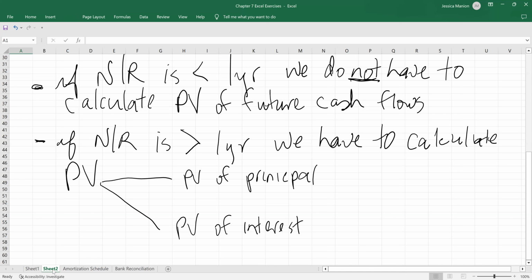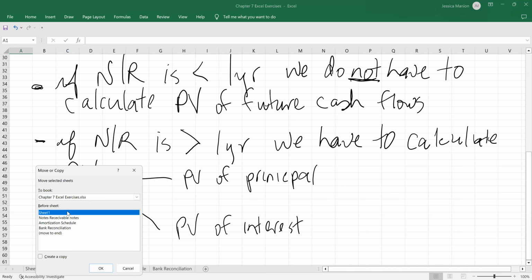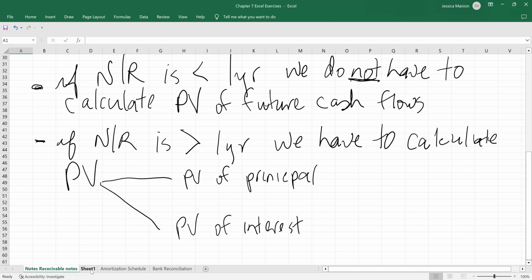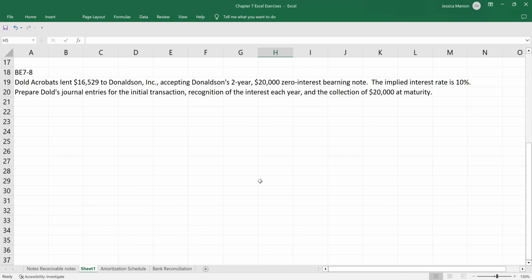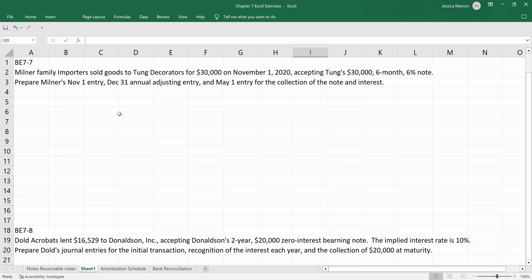Okay, so I'm going to rename this because I'm going to send this to you guys. This is note receivable notes. All right, and then let's take a look at a few of these together. So here is our first one.